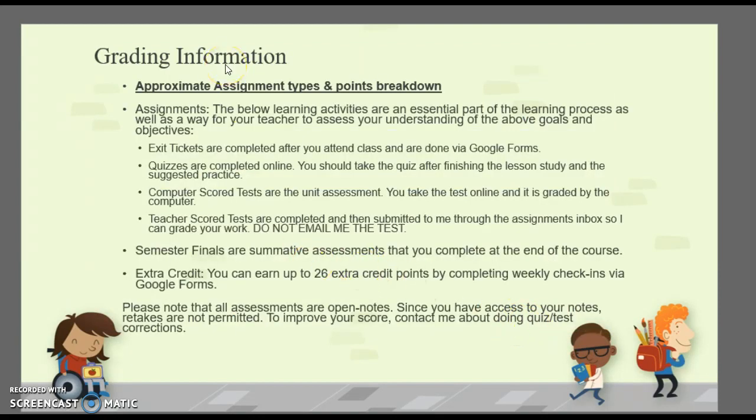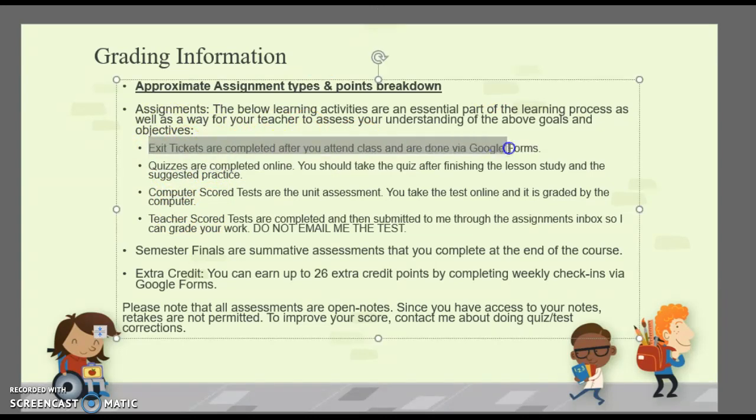Okay, so grading information. So approximate assignment types and points. These are different assignments that you'll have to do. Every single lesson, whether we meet or not, has an exit ticket. Okay, and this is for points. Every exit ticket is worth 1 point. Okay, and I'll explain how many points altogether there are on the next slide. So exit tickets are completed after you attend class or watch the recording and are done via Google Forms.